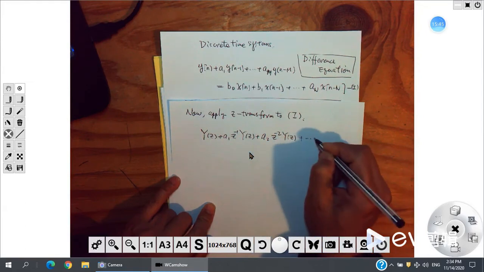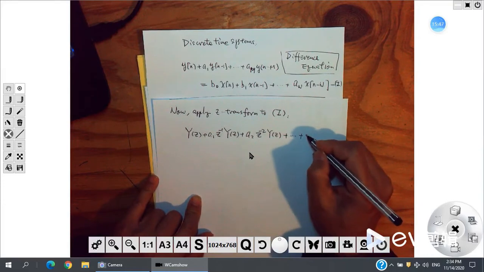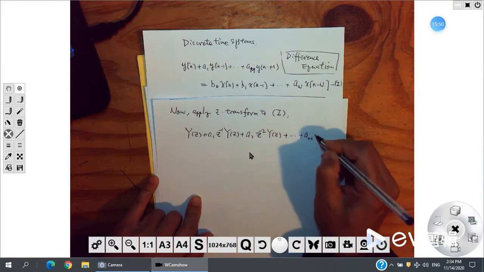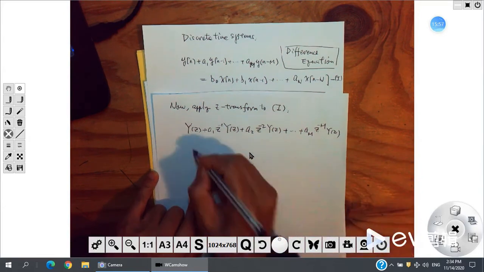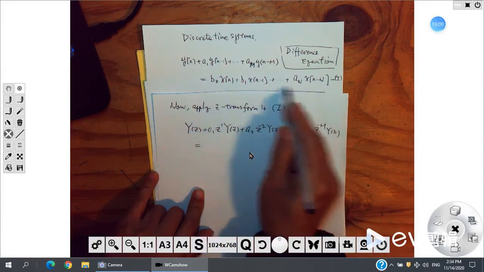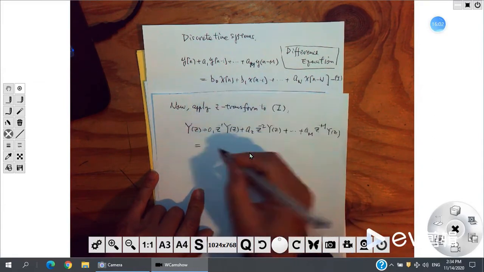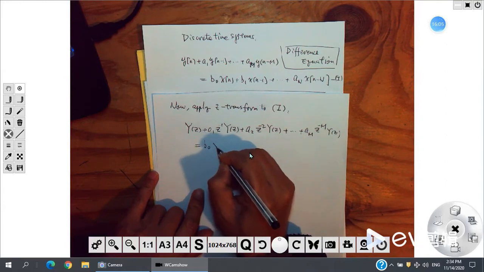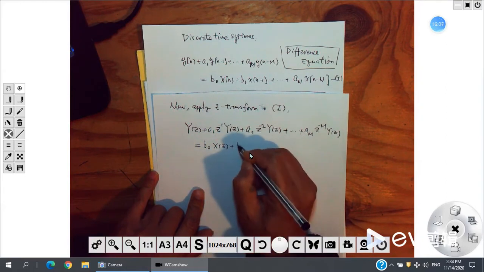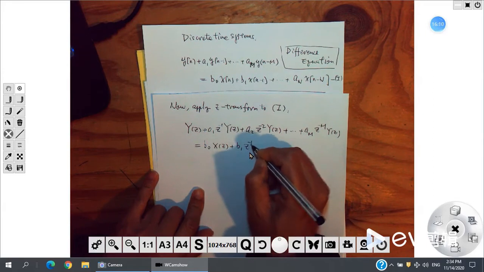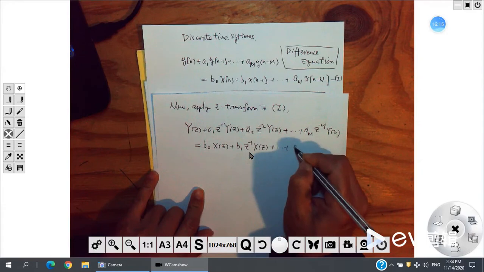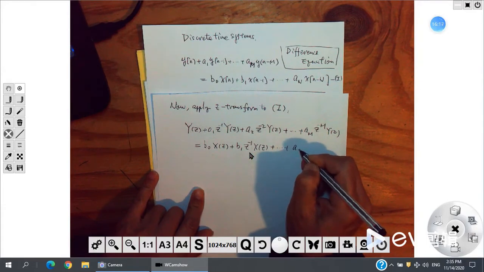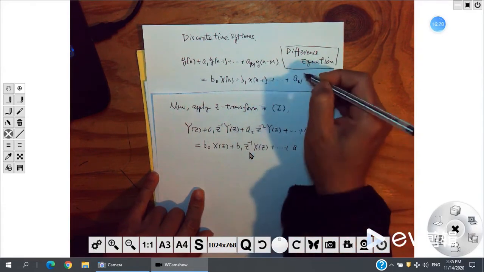Until the last term. The last term we have a m, and how many z do we have? We need a z to the negative m, y of z. So we have this one, and this one is equal to, for the x part, we have a similar thing. This will be b0 capital X of z plus b1 z to negative 1 times capital X of z plus until plus a... no, this is b, sorry, this is b.